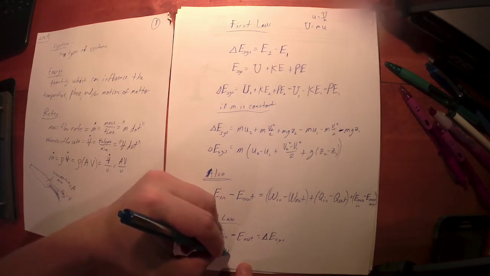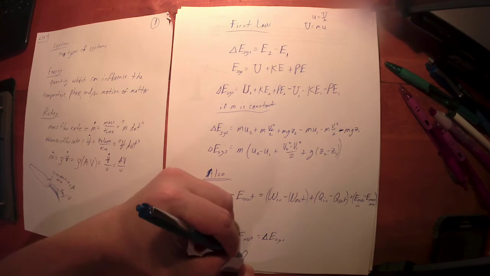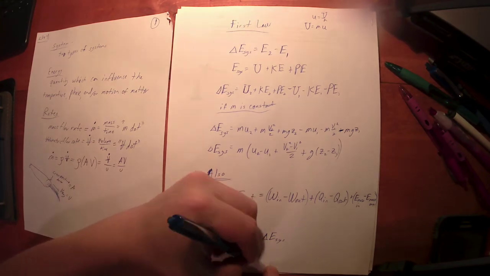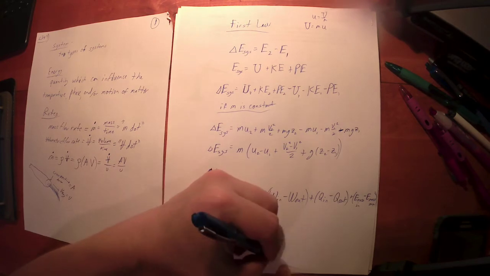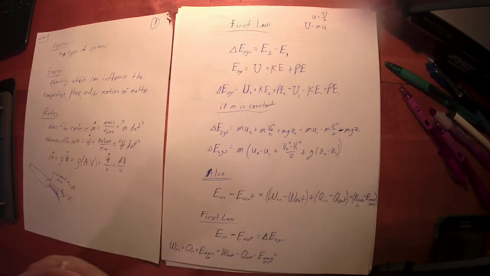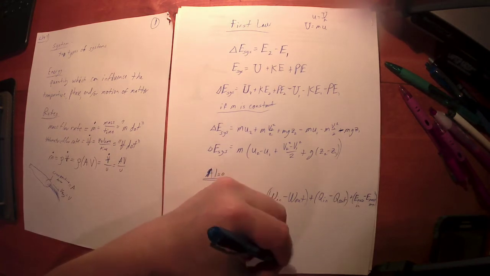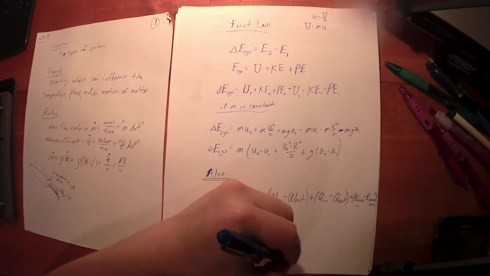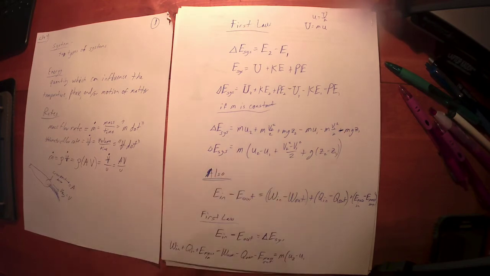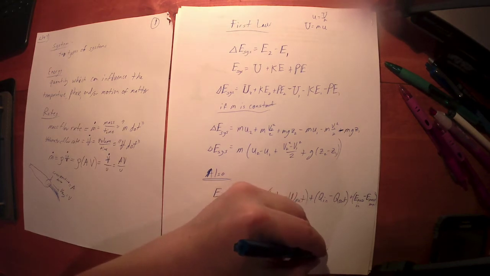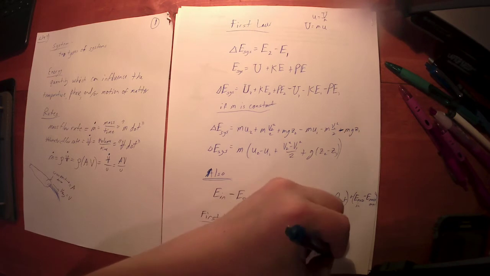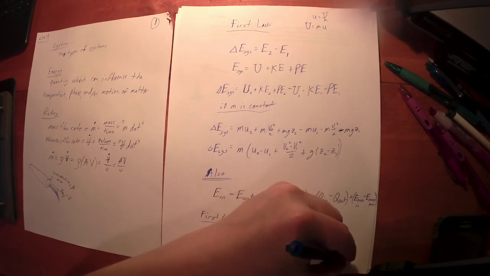Minus work out, minus Q out, minus energy of any mass going out. So that's all the ins, subtract all the outs. And that equals the change. Well, what types of energy can change for the system? Again, if we assume the mass is constant, we can factor that out. And then we just track the internal energy change, the kinetic energy change, and the potential energy change.